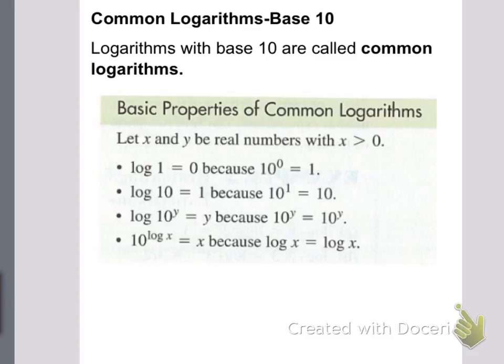Common logs are base 10. You never see a log with a subscript 10. It's just log, like here you see log 1. That's log base 10 of 1. Anytime you don't see a subscript, that means you have a base 10. So the log of 1 is 0 because 10 to the 0 equals 1. Log 10 equals 1 because 10 to the first is 10. And then log of 10 to the y is y. And again, notice those last two rules.